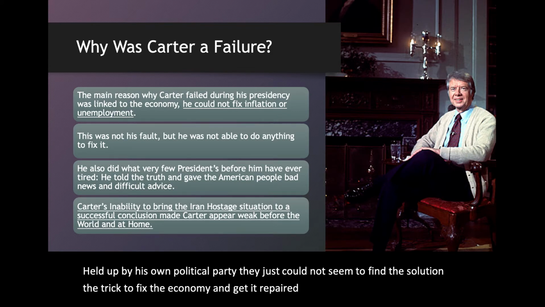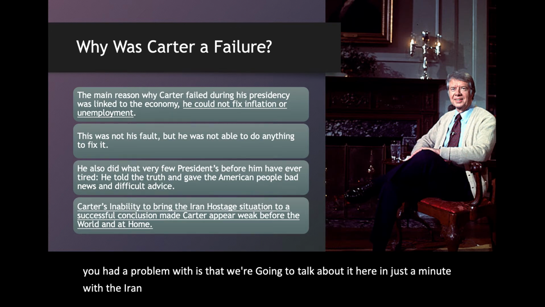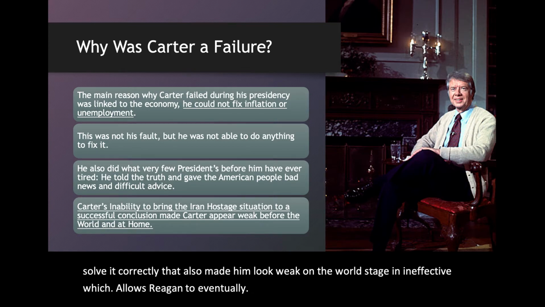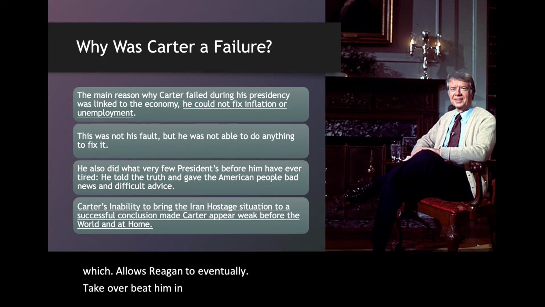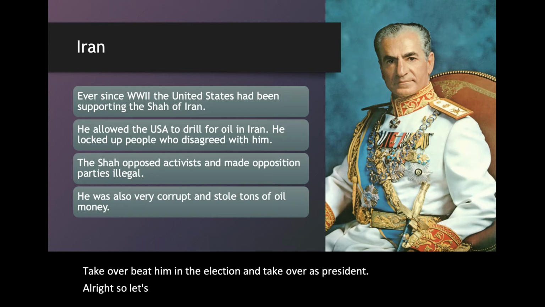Also, a few things that he had a problem with, and we're going to talk about it here in just a minute, is the Iran hostage crisis. With his inability to figure out how to solve it correctly, that also made him look weak on the world stage and ineffective, which allows Reagan to eventually take over, beat him in the election, and take over as president. All right, so let's talk really quickly about Iran.